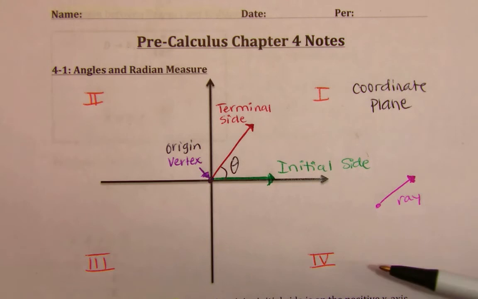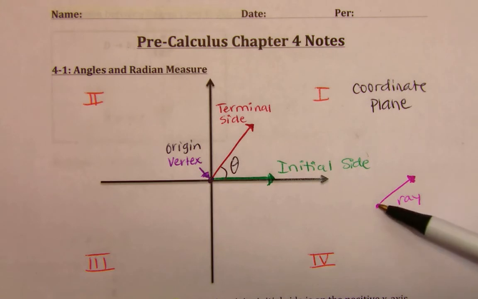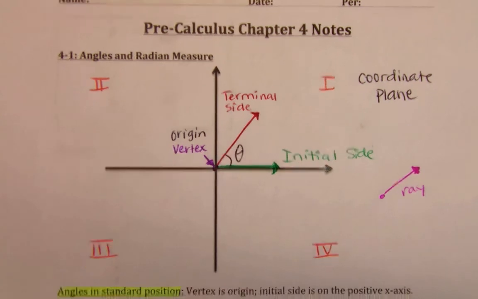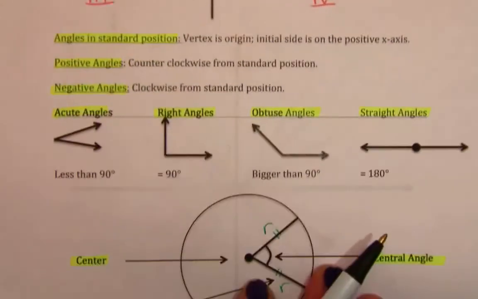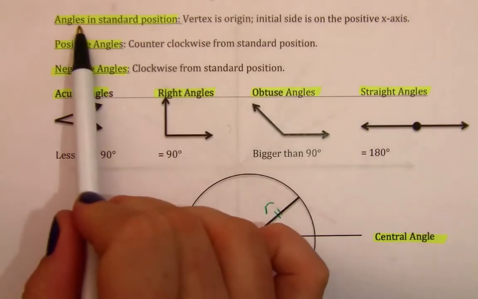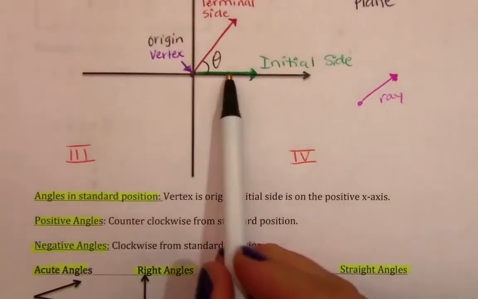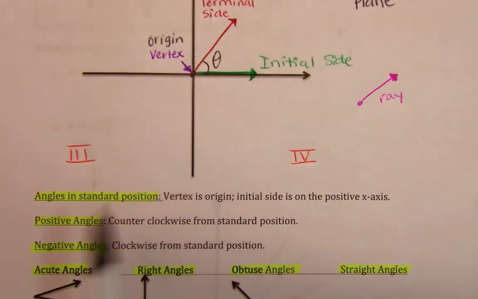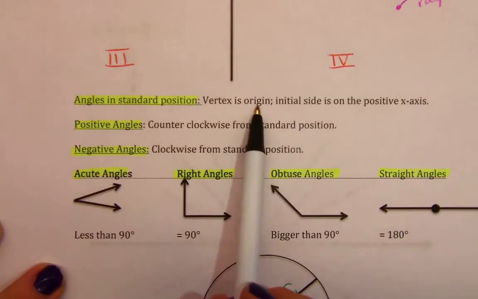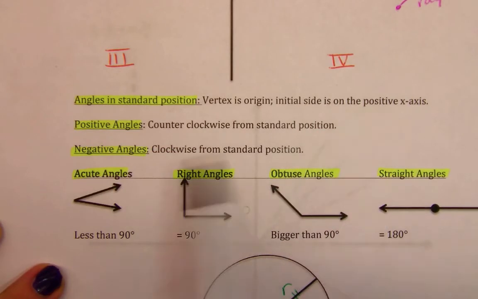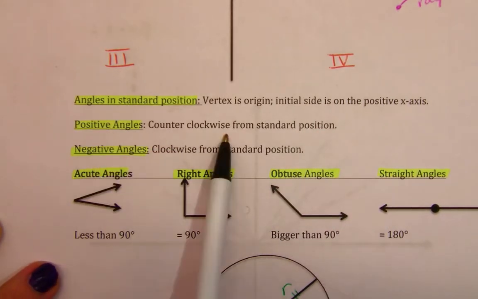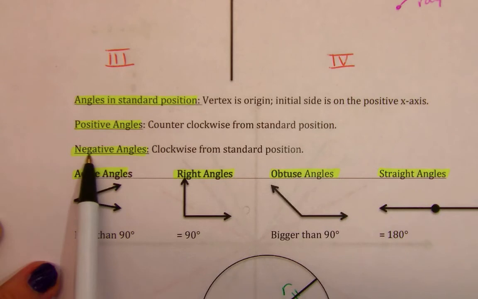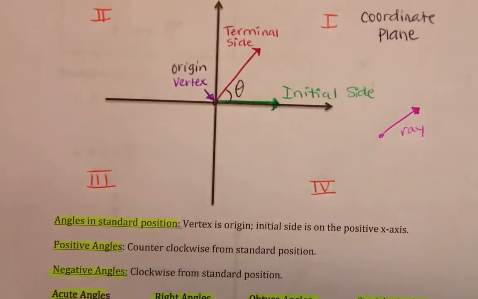Now, this should be a term you remember from geometry, but this is a ray. We have a point, and then it continues on in this direction. And let's go over some more vocabulary. So we can also talk about angles in standard position. This is standard position, starting on the positive x-axis and opening up counterclockwise. Okay, so again, vertex on the origin, initial side on the positive x-axis. Positive angles go counterclockwise from standard position, and negative angles go clockwise from standard position. So if I opened up this way, that would be a negative angle.